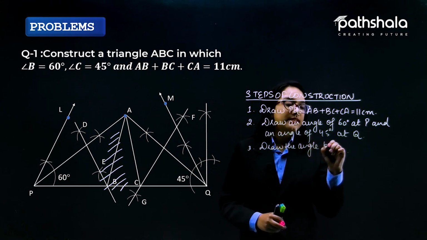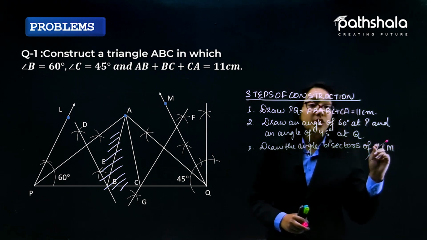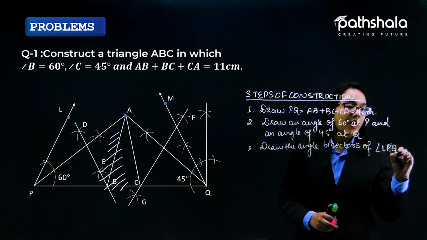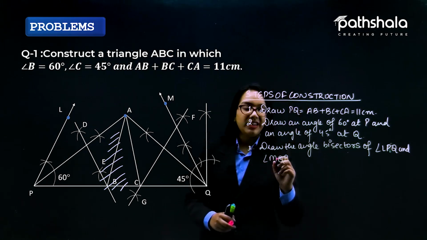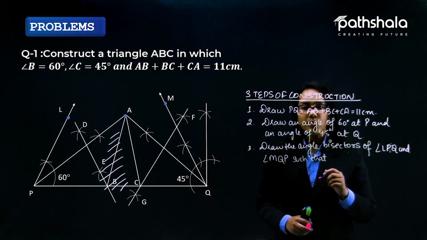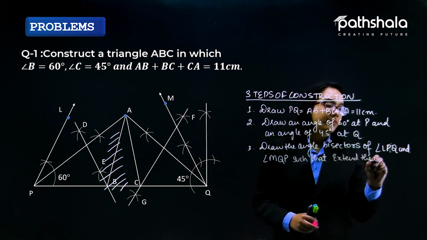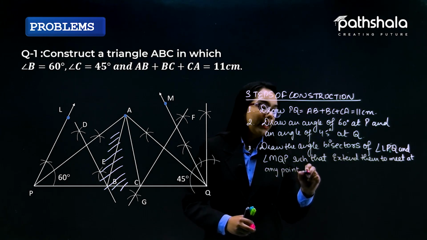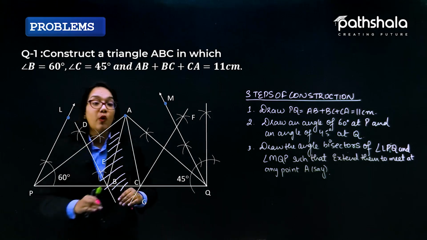Draw the angle bisectors of angle LPQ and angle MQP, and extend them to meet at a point, which should be called A.